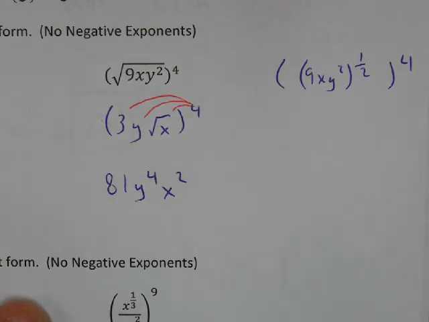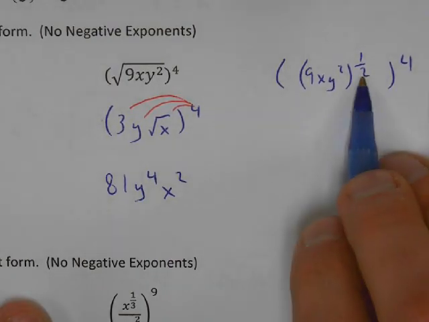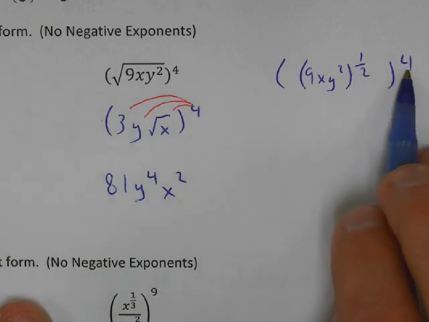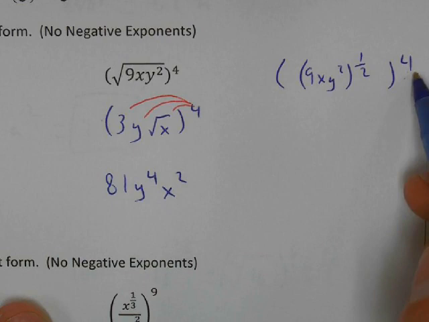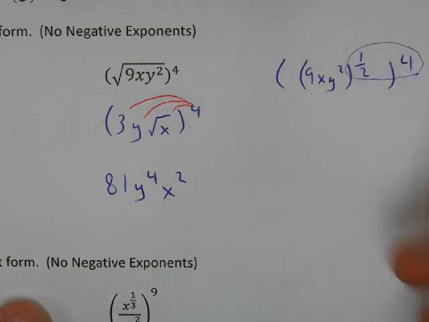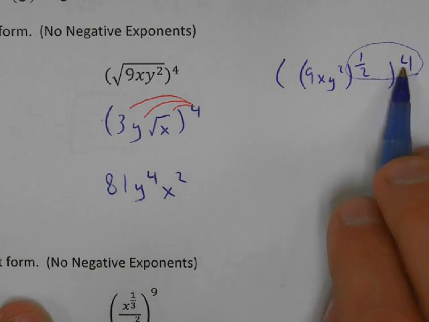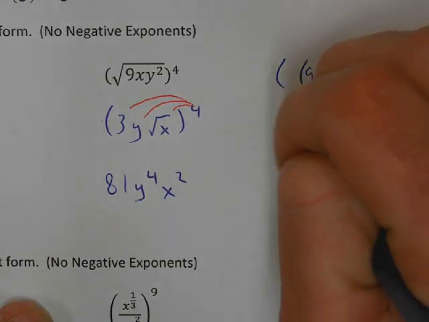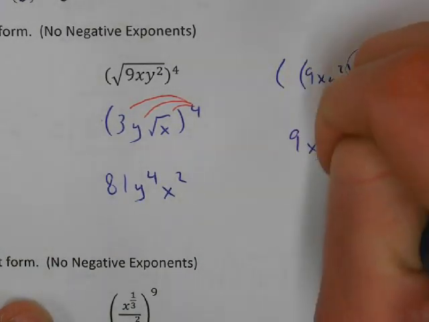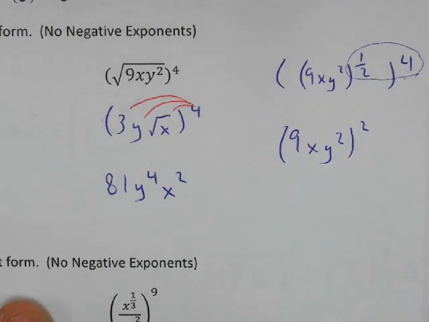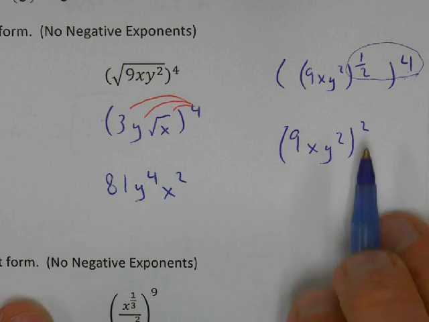Okay, next, if I have this stuff to the 1/2 power to the fourth power, well, when we have a power raised to a power, we multiply those, right? So then I can multiply these two things and get 2. So then instead of this stuff to the 1/2 to the fourth, it's just this stuff to the second power.